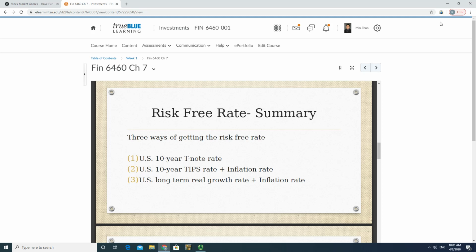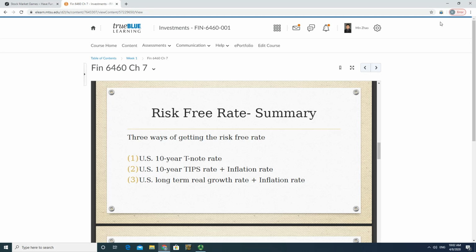And the last one is U.S. long-term real growth rate plus inflation rate. And here we look at the fundamentals of risk-free rate. What is the risk-free rate? Well, risk-free rate is the price of a risk-free asset. Right? And fundamentally, this rate is based on economic growth in the longer term.